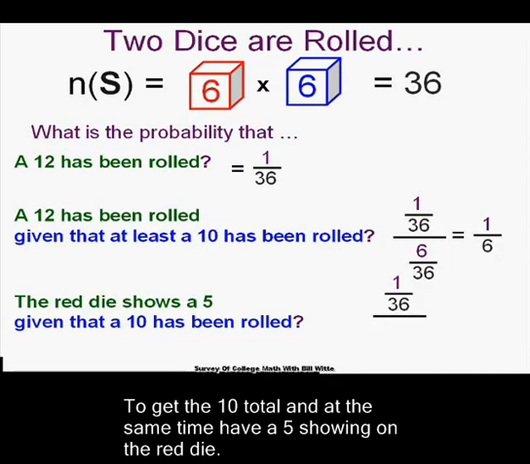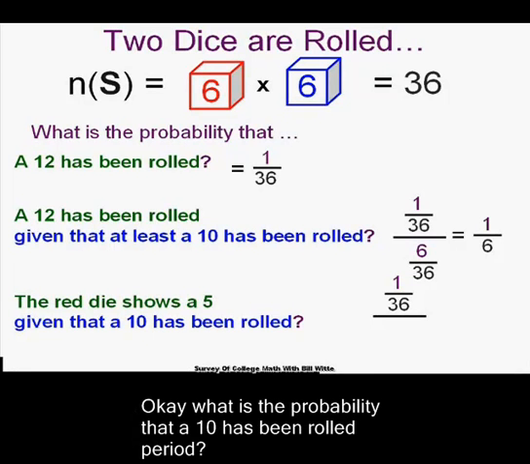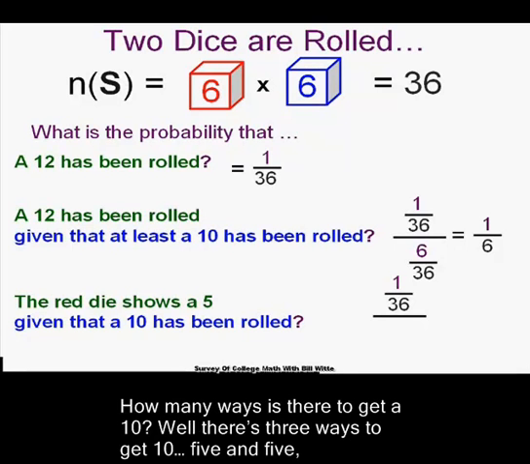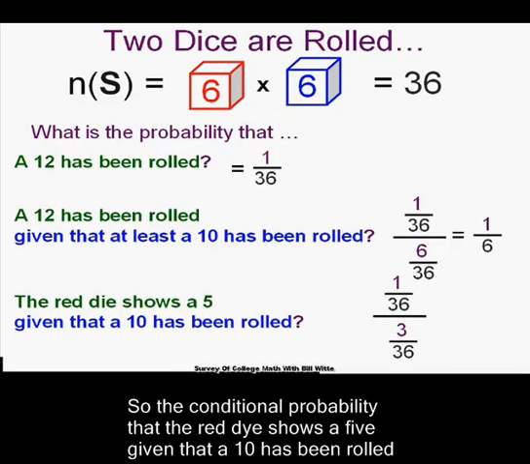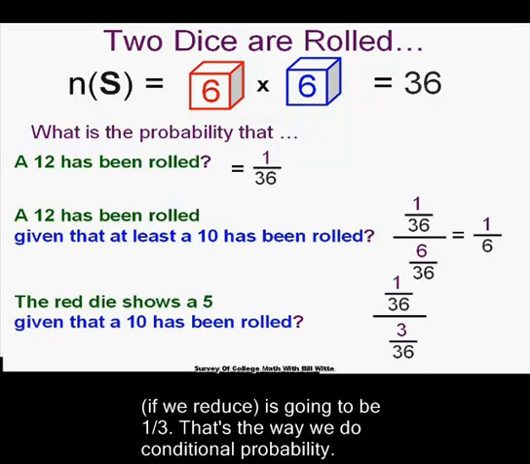Okay, what is the probability that a 10 has been rolled, period? How many ways is there to get a 10? Well, there's 3 ways to get a 10. 5 and 5, 4 and 6, and 6 and 4. So the probability of getting a 10 is 3 out of 36. So the conditional probability that the red die shows a 5, given that a 10 has been rolled, if we reduce, is going to be 1 out of 3. That's the way we do conditional probability.